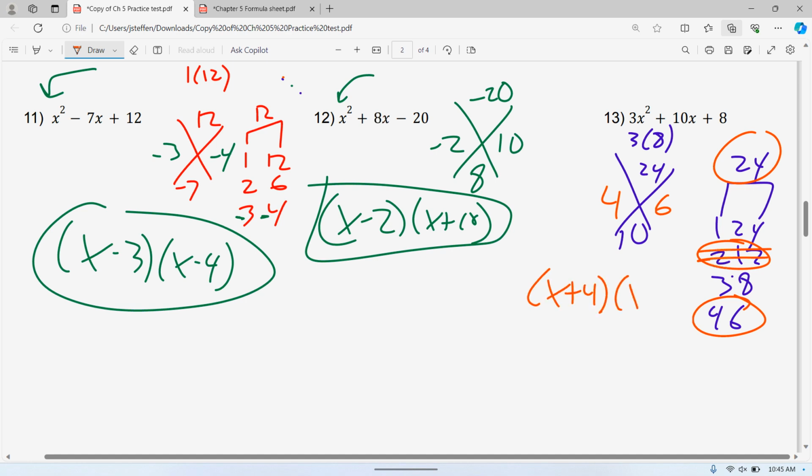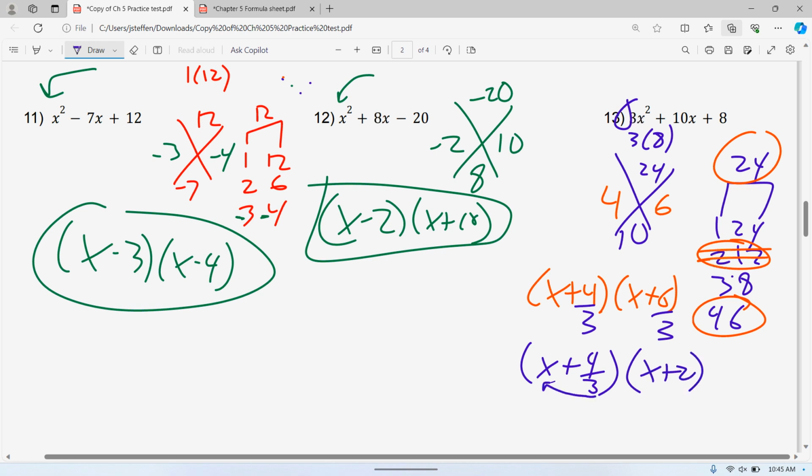Now the same thing I've been preaching to you for the other ones. We need to get that 3, the denominators here, to reduce. 4 over 3 doesn't reduce. 6 over 3 is 2. So whatever doesn't reduce moves into the front. So 3x plus 4 times x plus 2.